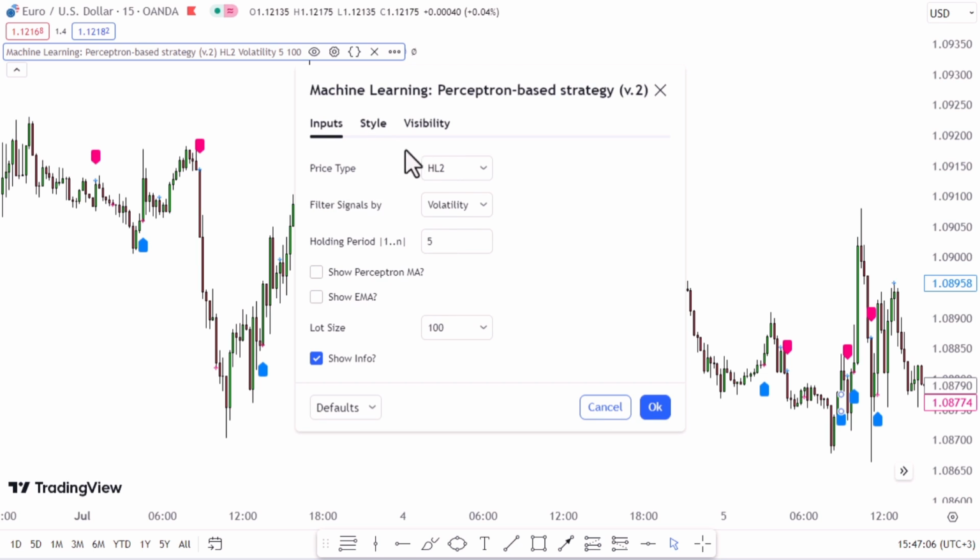Here's the important part. By default, the signals are filtered based on volatility, but you can also choose another option like volume or both. In my experience, filtering based on volatility works best as it generates fewer false signals.